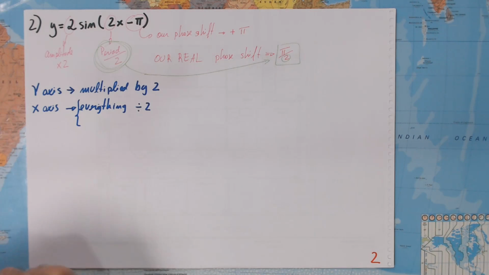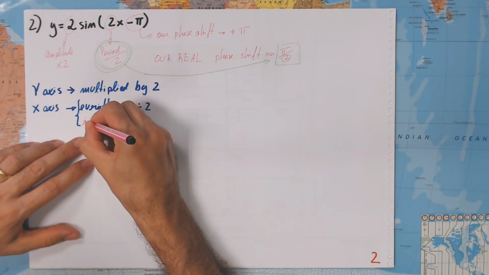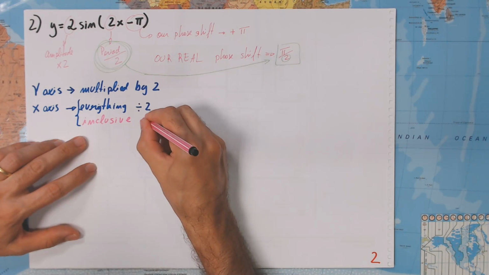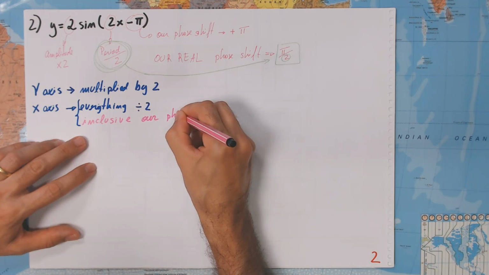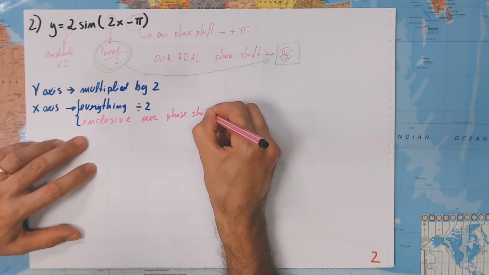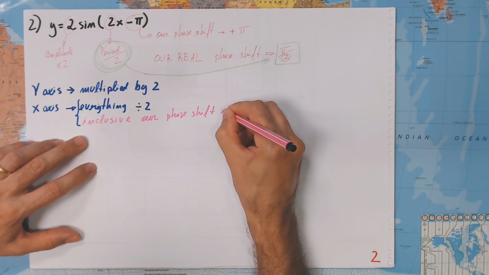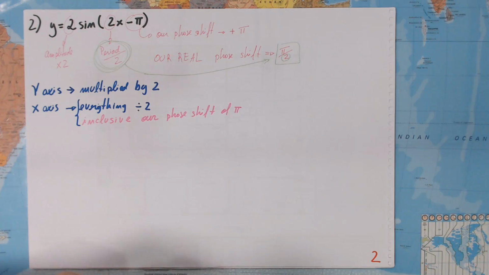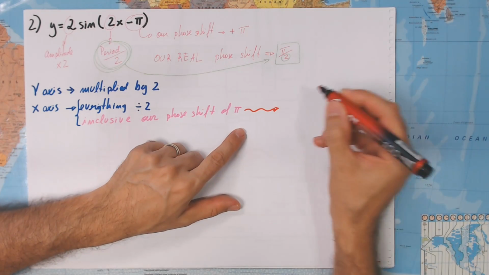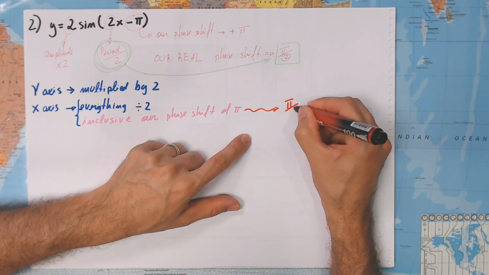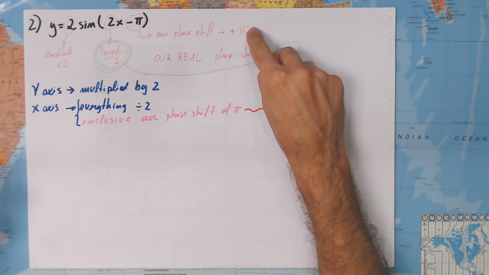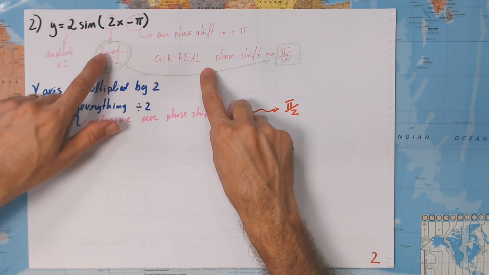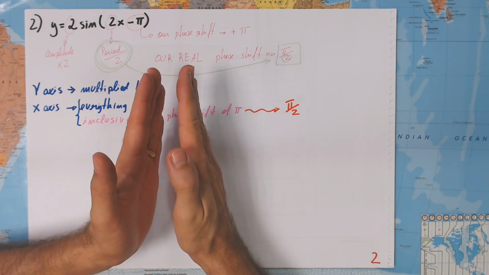And let's put in here, inclusive, our phase shift of pi. And that phase shift of pi is going to be also reduced by half, meaning in the end this is going to be the actual phase shift and not that. This is the initial phase shift, but we have to account for everything being divided, shrunk by half, okay, in the x-axis.